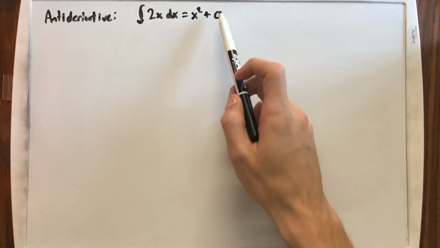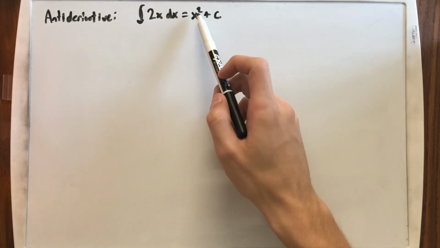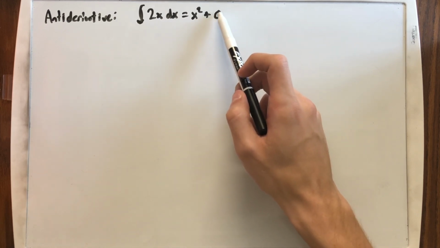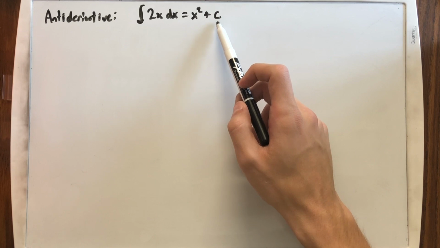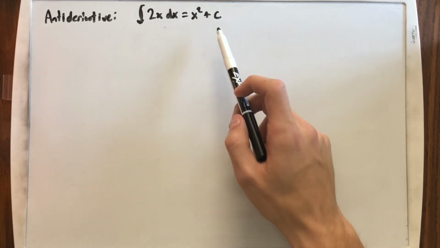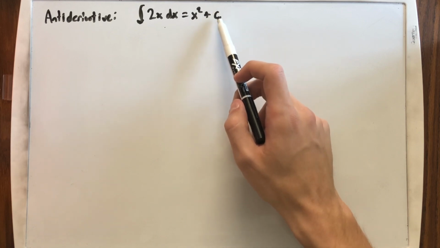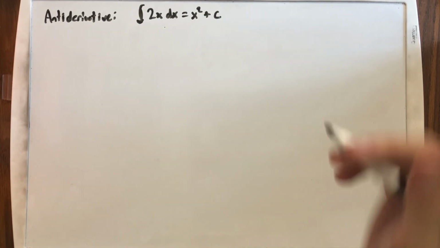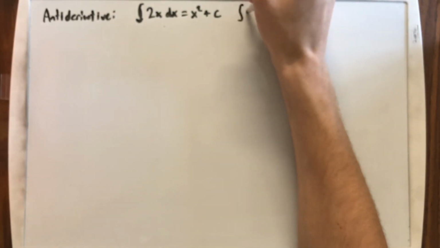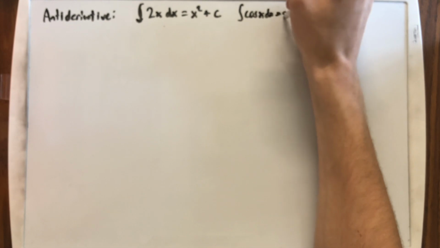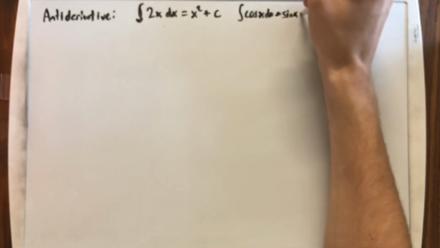Because remember, if you were to take the derivative of this, x squared would become 2x by the power rule. Also by the power rule, all constants would become 0. So in order to preserve those constants, you add a plus c, since you're unsure and you can solve for those later.